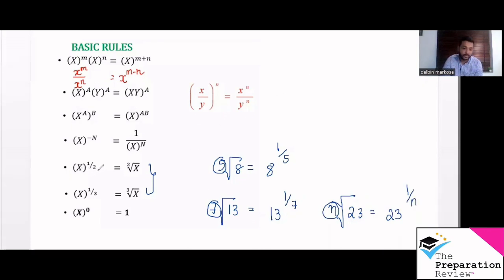X raised to 1 over 2, it means it's square root of x. Typically square root of x, we will write that just like this without this 2. Now x raised to 1 over 3 means it's the cube root of x here.